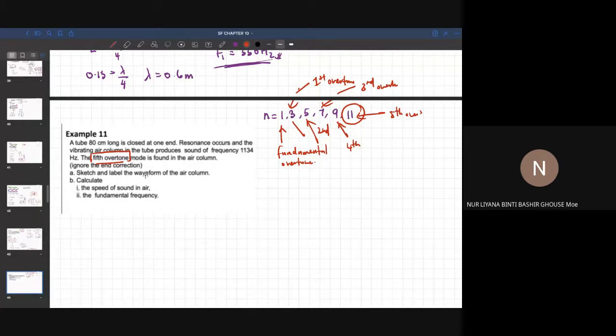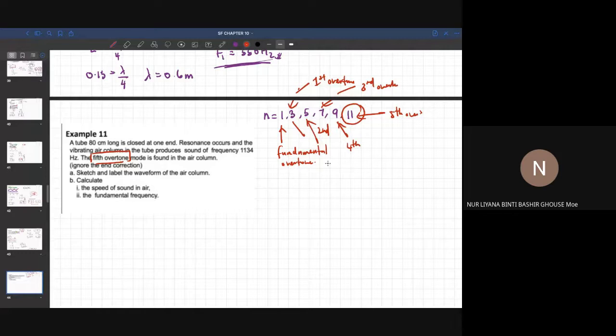Okay, the next class kita akan discuss. Calculate the speed, calculate the fundamental frequency and awak sketch. So awak kena lukis lah. So bila N kita equals to 5, kita kena ada 5 bentuk C ataupun 5 bentuk V. So you try to do example 11 yourself.